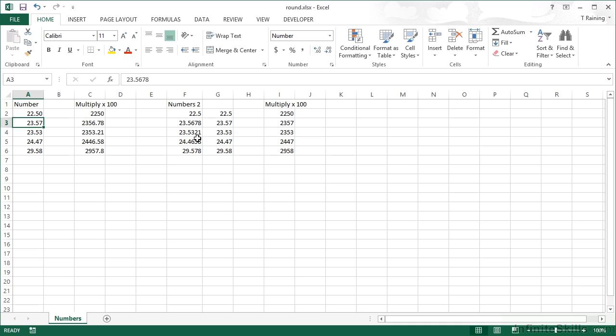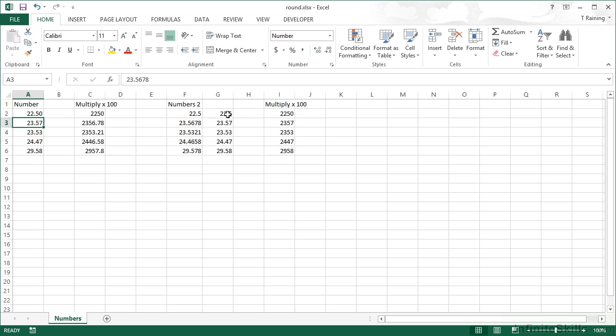23.53, now the third digit is 2, so that's less than 5, therefore it doesn't round up, so I'm left with 53. 46.58 becomes 47 because the 5 causes the 6 to round up. 578 becomes 58, the 8 causes the 7 to round up. So 5 or above in the next digit, which is effectively truncated, causes, in our case here, the second digit to be rounded up.